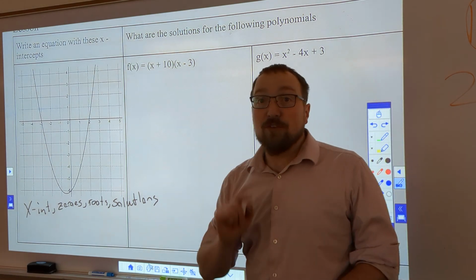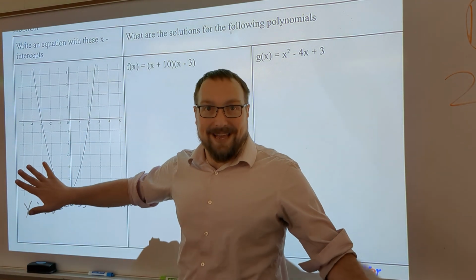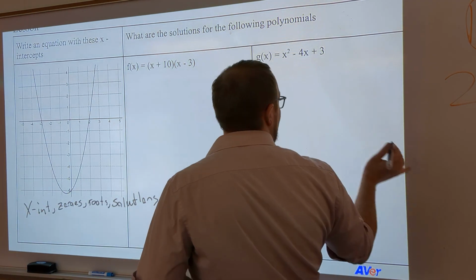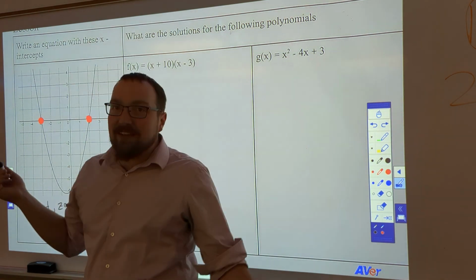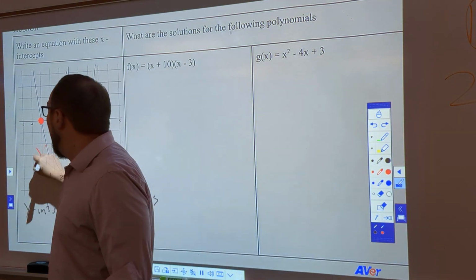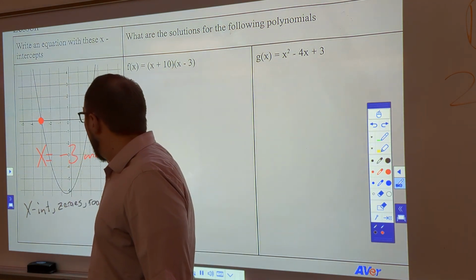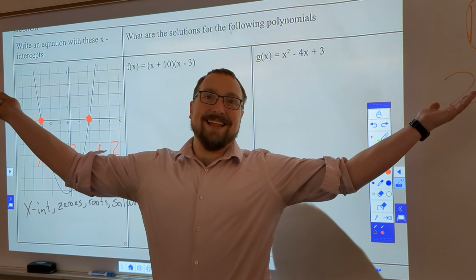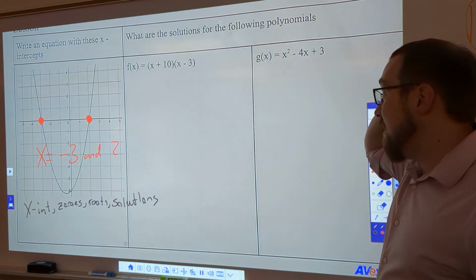All right, so first way, if I give you a graph, this is the easiest way, like easiest ever. If you've got access to a graph, then the x-intercepts are just the x-intercepts. It's that right there. So my answer for this one would be x equals negative 3 and 2. Ta-da! So if you're given a graph, it's actually very easy to figure out.